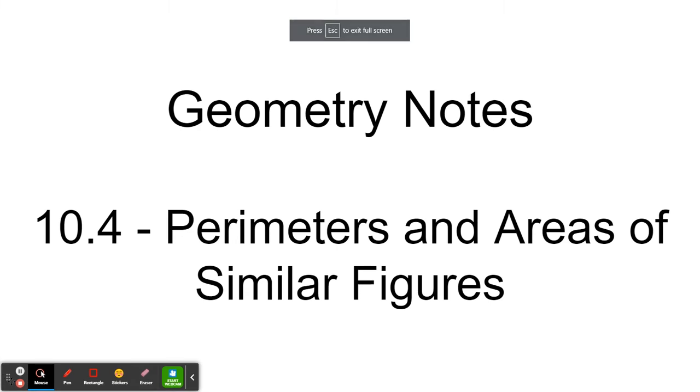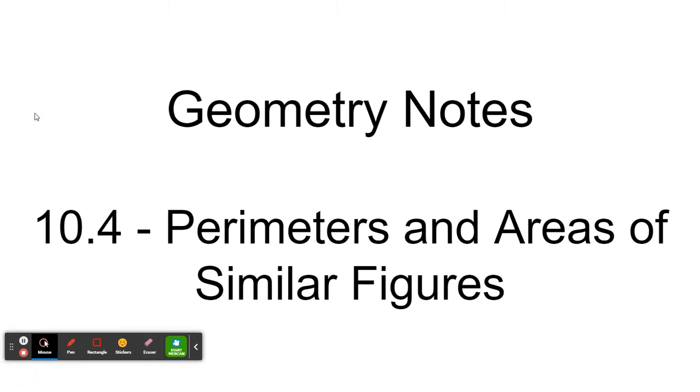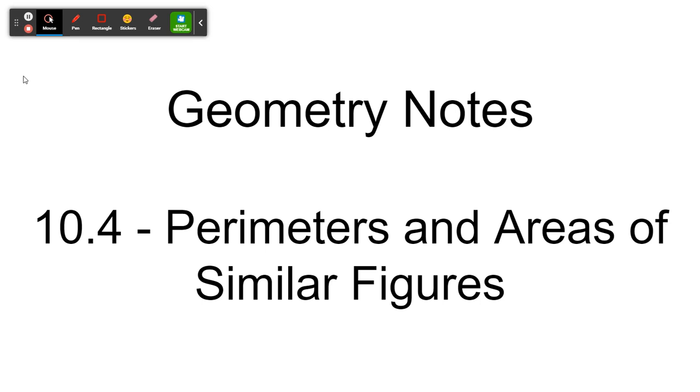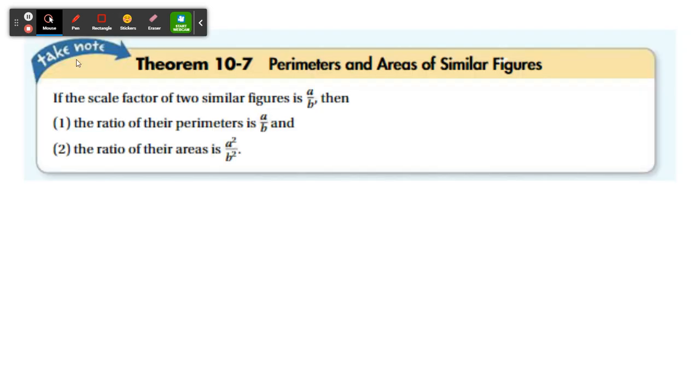All right, geometry. We're looking at section 10.4 here, talking about perimeters and areas of similar figures. Let's get right into it. Here is the main idea. If we have two figures that are similar, then they have a scale factor, right?